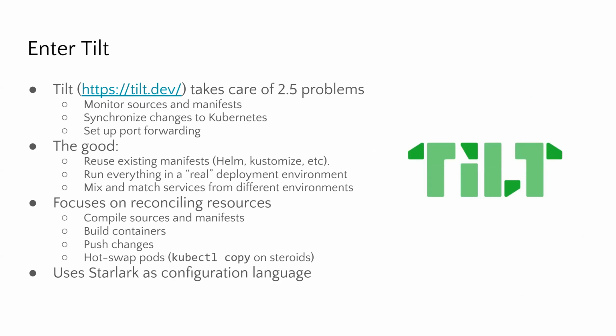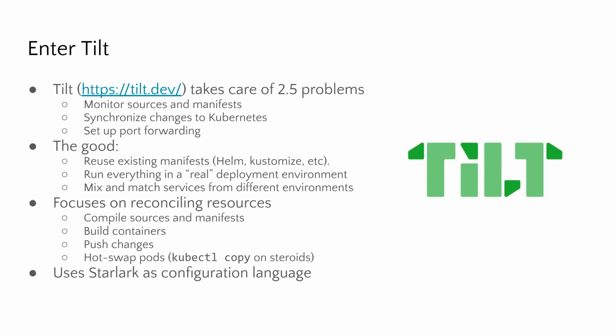And Tilt is a wonderful little thing that takes care of 2.5 problems. It monitors your local resources and manifests. It does whatever it needs to keep those resources up to date, and then it synchronizes those live to Kubernetes. And the point 5 here is setting up port forwarding for you automatically, so you get a really transparent local environment.